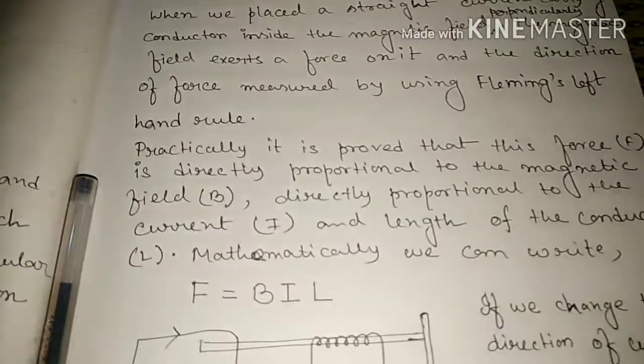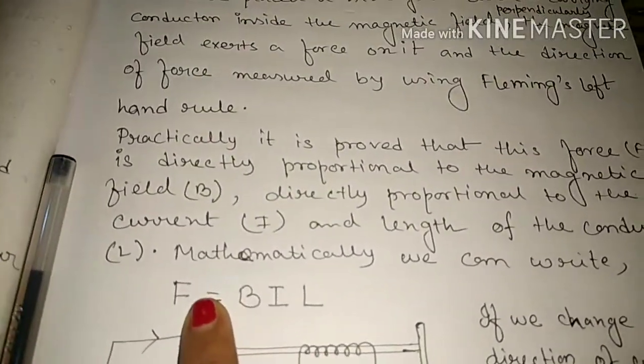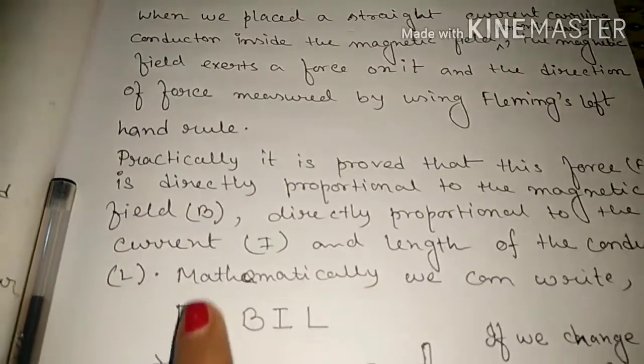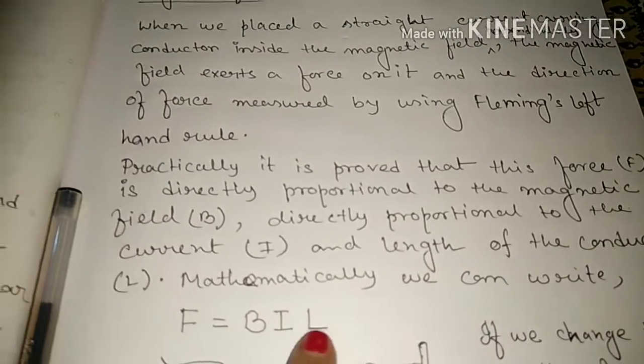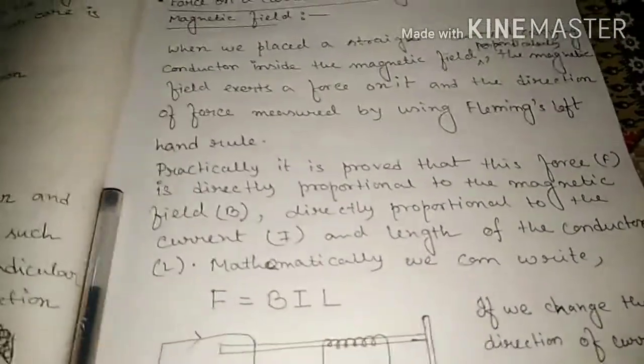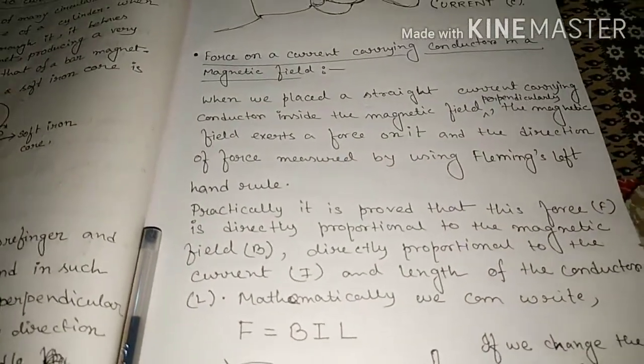Just to remember, mathematically we can write F, which is exerted by the magnetic field on the conductor, F equals B into I into L. B represents the magnetic field. The electric field is represented by E. Magnetic field is represented by B.